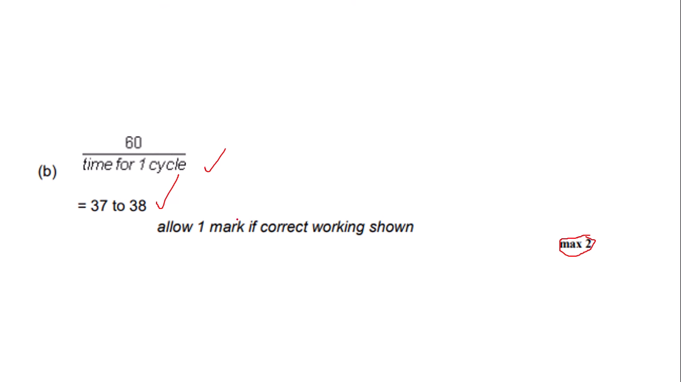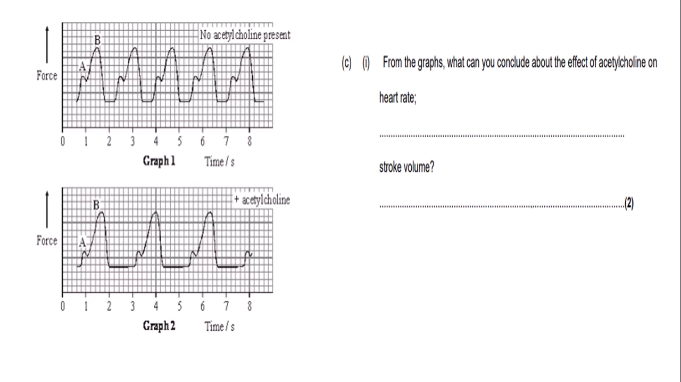However, here it says allow 1 mark if the correct working is shown. So if you got the wrong answer, but your working was correct, you can get 1 mark. But you can't get 2 marks as your answer was wrong. So let's look at the next question.